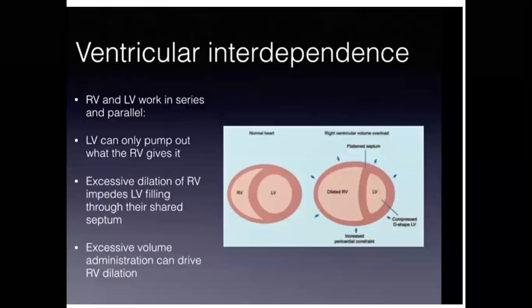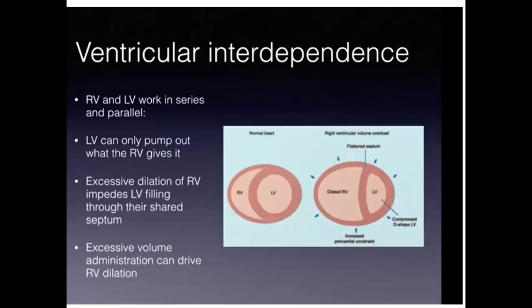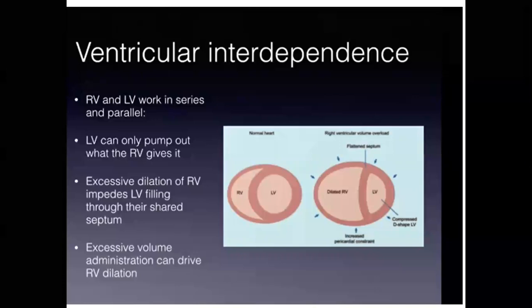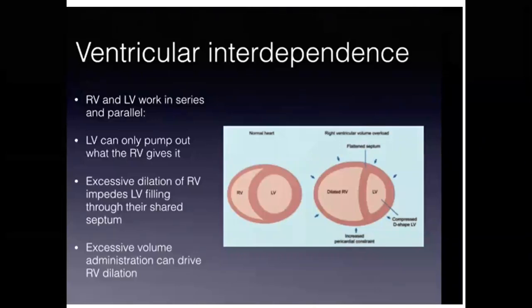So when you see ventricular interdependence, this is also very important in some pathophysiologic conditions of the RV. You know, the RV and the LV work in series and in parallel. By series, we mean that the LV pumps what the RV gives to it. Okay, so the volume that the RV ejects determines the volume that the LV is going to eject. Okay, by parallel, we mean that these two ventricles contract at the same time, and the contraction and the feeding of one ventricle affects the other one.